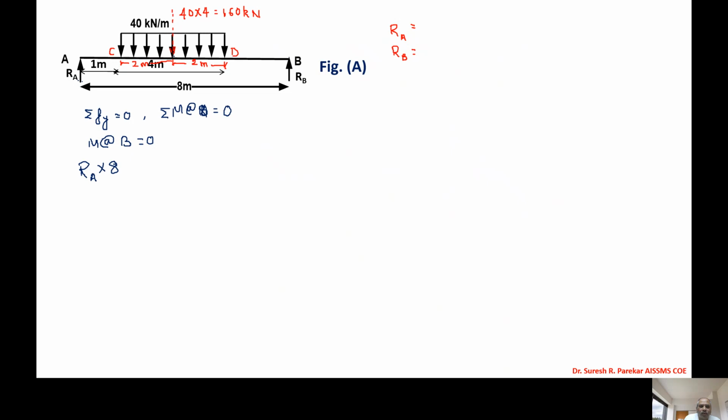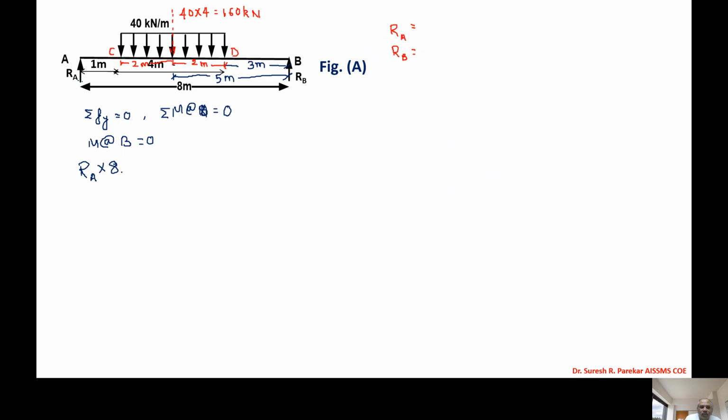Then we have moment due to this concentrated load, due to UDL, which is 160 kilonewtons at 2 meters from D. So what is its distance from B? We have this as 2 meters. Then we have this as 3 meters, because in total we have 8. 4 we have UDL, 1 meter we have A to C. So D to B, we will get it as 3 meters. So total we will have 8 meters. So we have 2 meters from this to D and 3 meters from D to B. So I will get it as 5 meters.